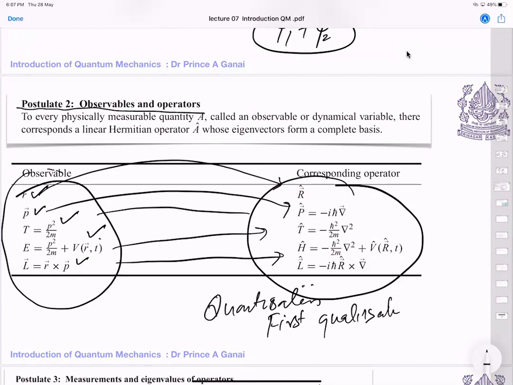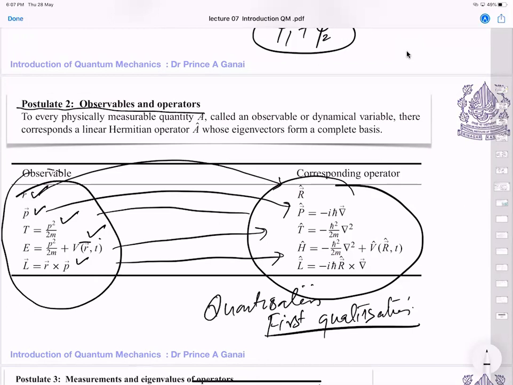Then there is something called second quantization, where you take wave functions and quantize them. That would be a second level of quantization that you do in field theory. But here, the first level of quantization is that we take these dynamical observables and quantize them, which means you convert them into their corresponding operators.